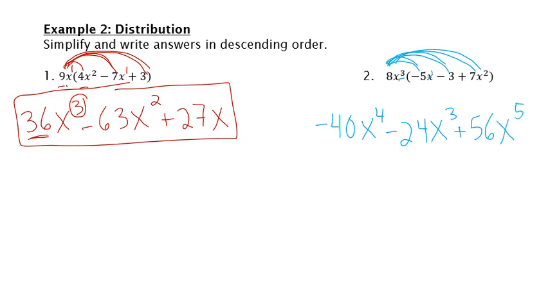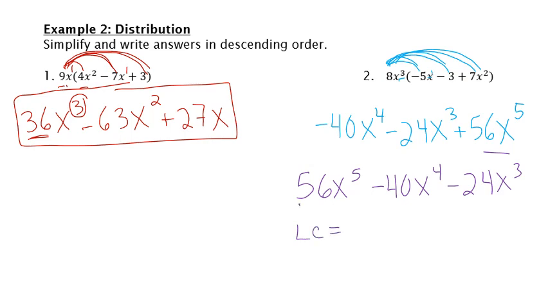I want to write my answer in descending order, because that's usually just how we work with this. So x to the fifth is the biggest exponent. It has to be written first. Then minus 40x to the fourth, minus 24x cubed. If the question was asking what is our leading coefficient, you would tell me 56. If the question said what is the degree of this polynomial, that would be your largest exponent, which is 5.